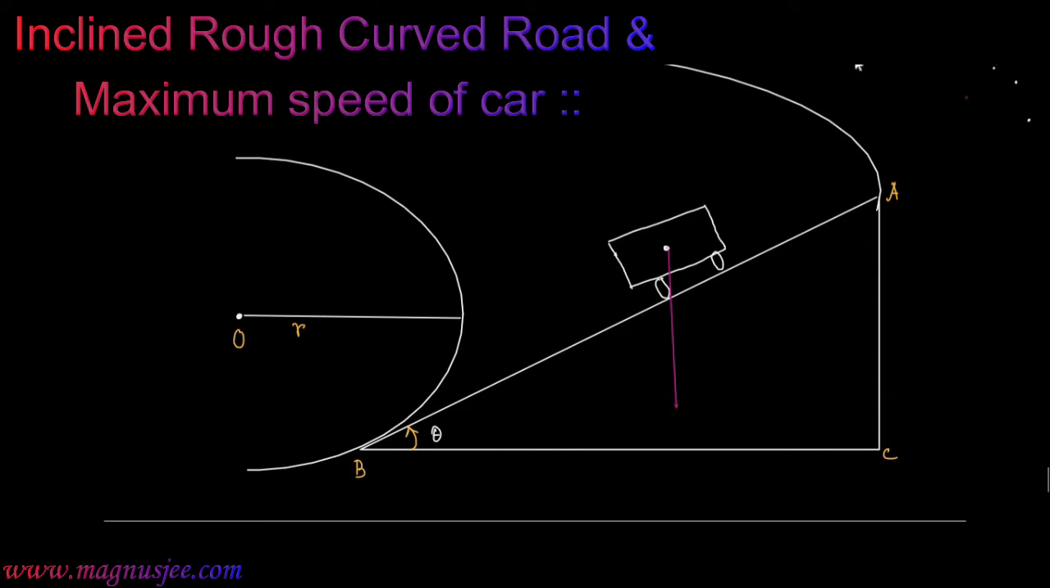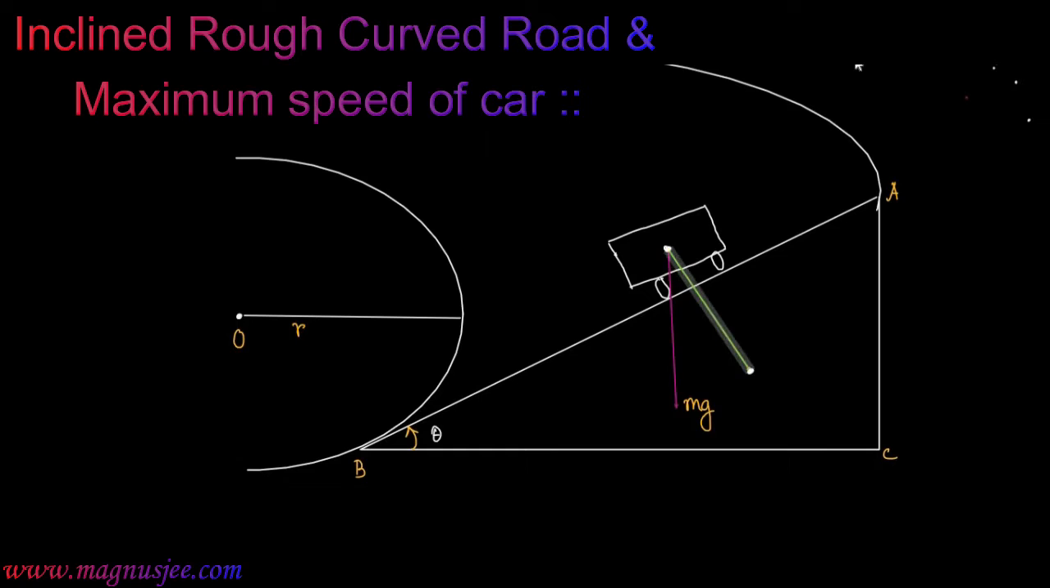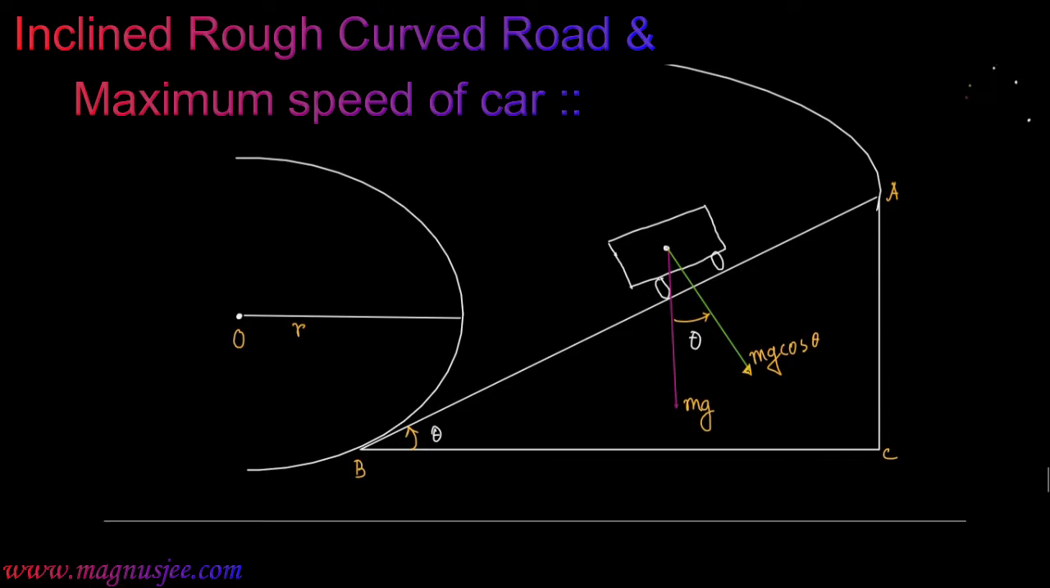Mg is the weight of the car which acts vertically downwards. Now the weight Mg makes an angle theta with a direction which is perpendicular to the inclined road. Mg cos theta is the rectangular component of the weight of the car which acts perpendicular to the inclined curved road.